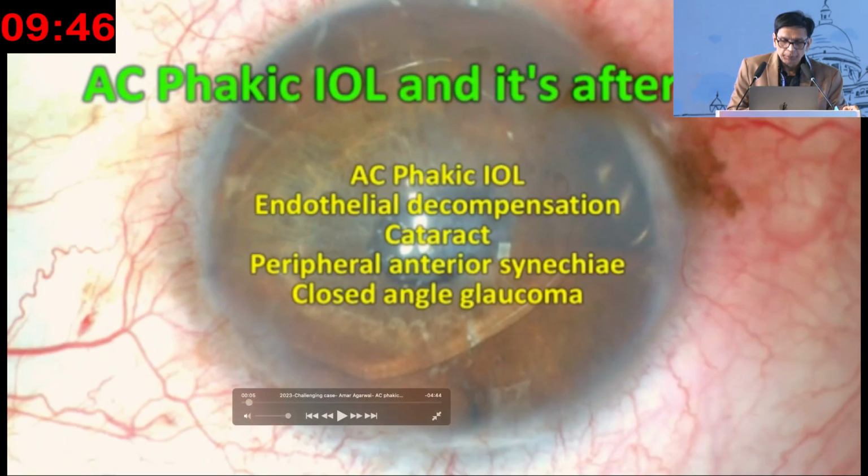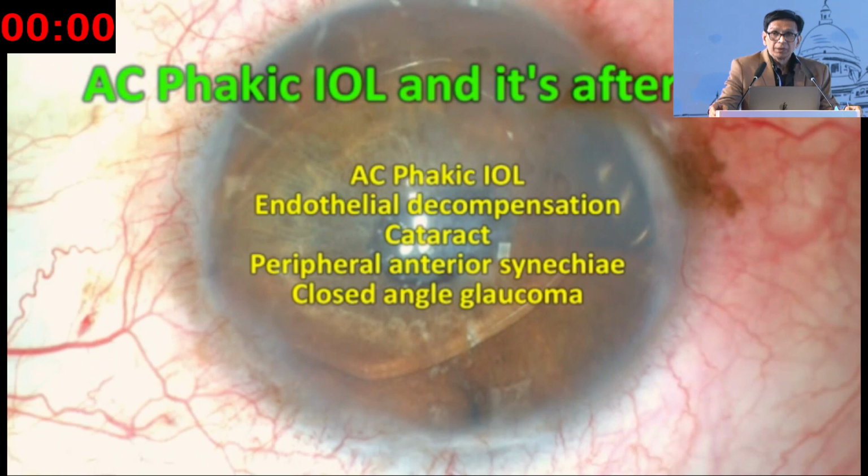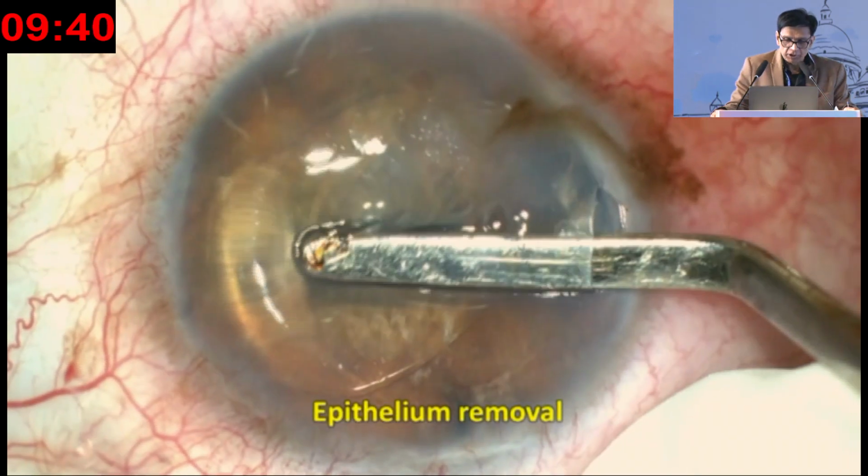Look at this particular patient. This patient was operated in Iran. It's an Iraqi patient in which they had put an ACIOL, a phakic IOL. From there, the patient obviously came back to Iraq. Some years later, he developed endothelial decompensation, cataract, peripheral anterior synechiae, and a closed angle glaucoma. So now the doctor from Iraq, who's a leading ophthalmologist there, referred this case to me.